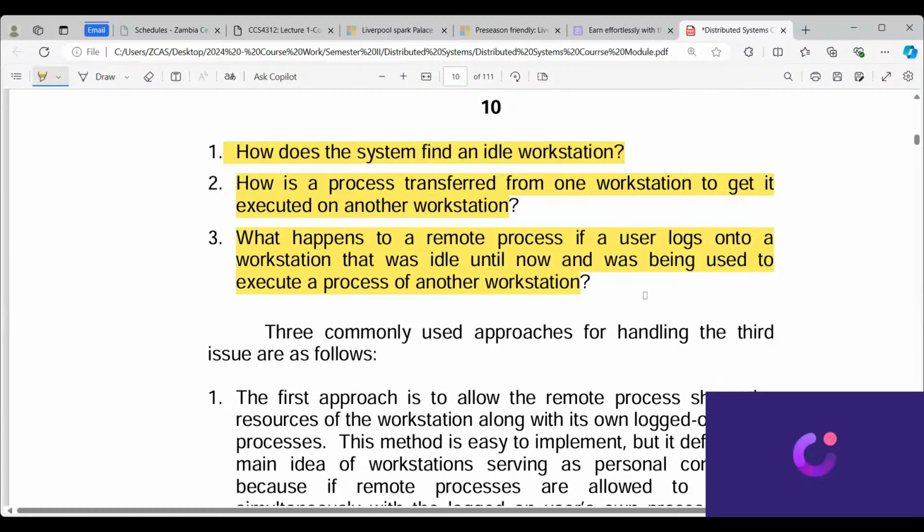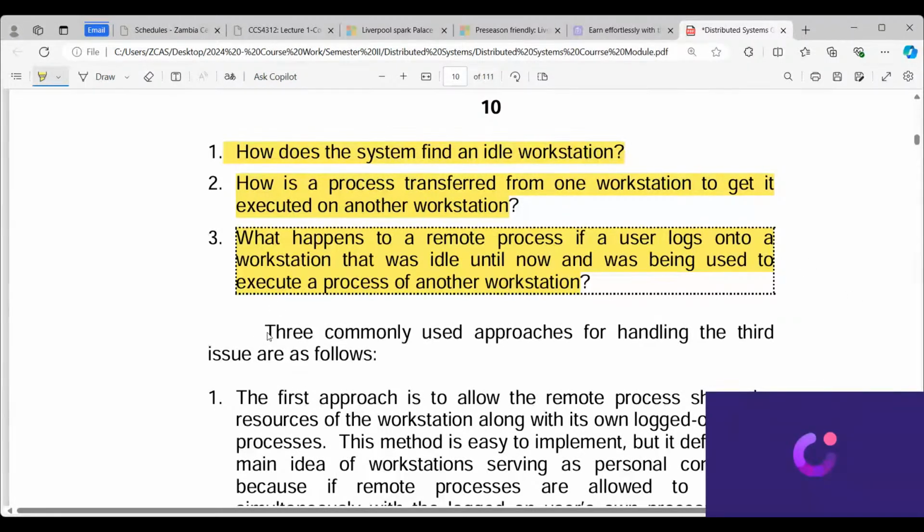So these are the issues, according to Andrew Tanenbaum, that you need to address before you start thinking of implementing this model. Though this model appears to be simple and straightforward when you look at it, that is not the case, because one has to answer these questions.